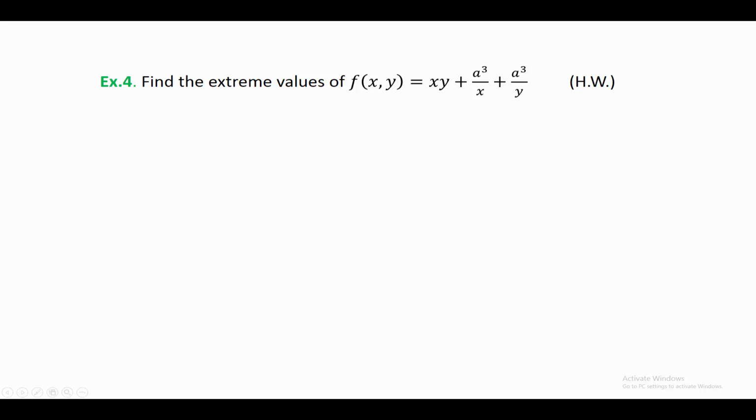One problem to write down as homework. Find the extreme value of the function f of xy equal to xy plus a cube by x plus a cube by y.